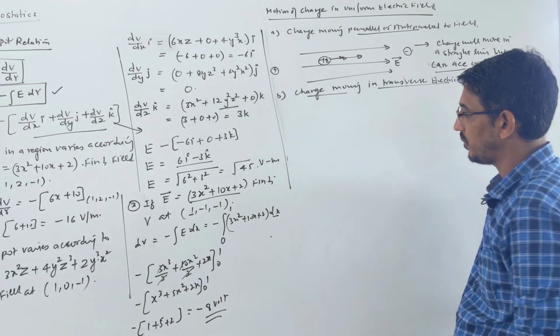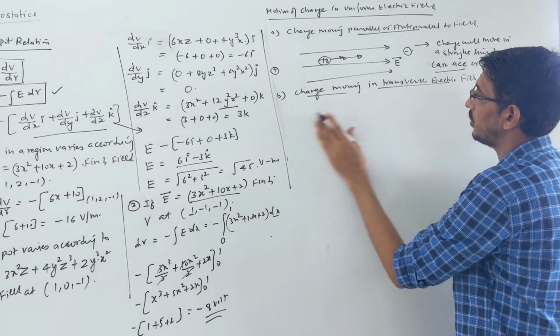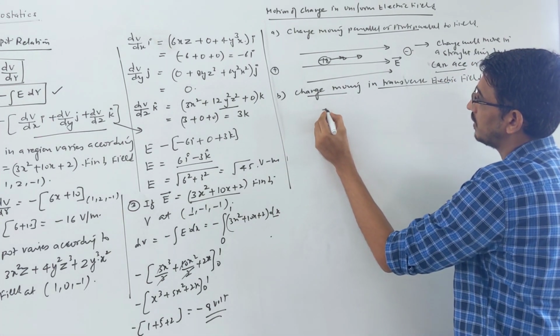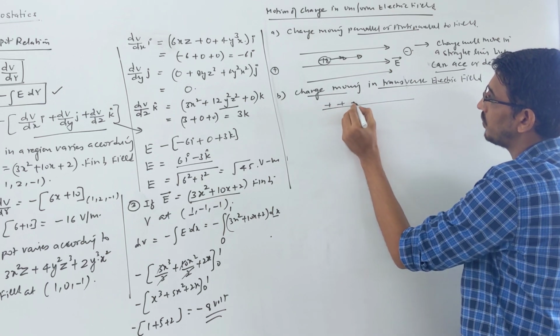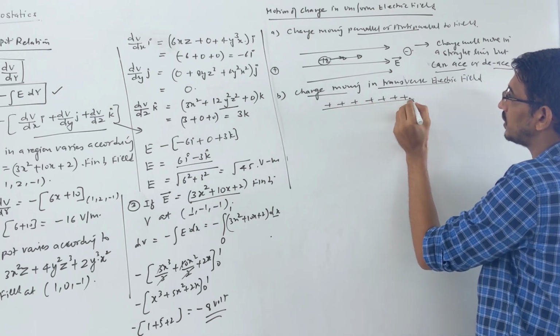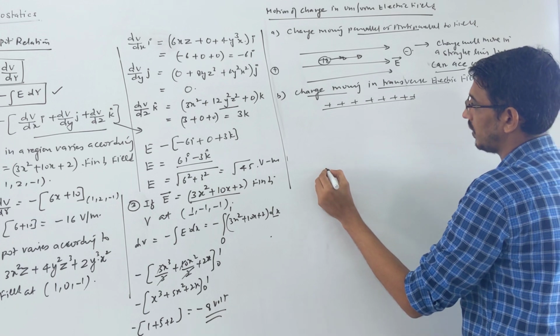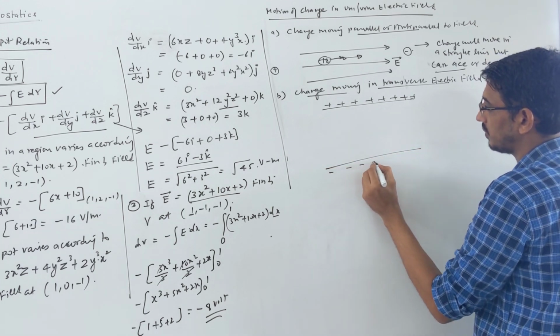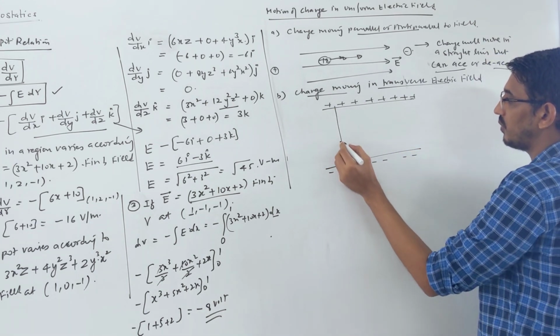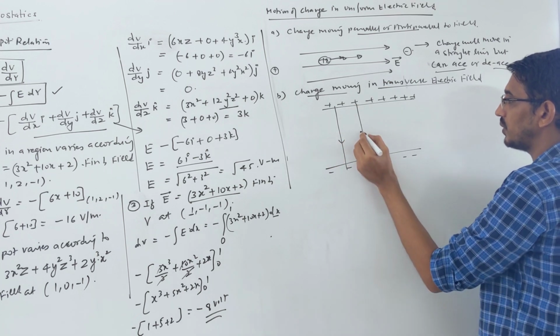Okay, let's produce some transverse field. We can produce it by parallel plates. Plates will produce a uniform field. So suppose this is the positive plate, and this is the negative plate. So they will produce a uniform field, downward, from the positive plate to the negative plate.